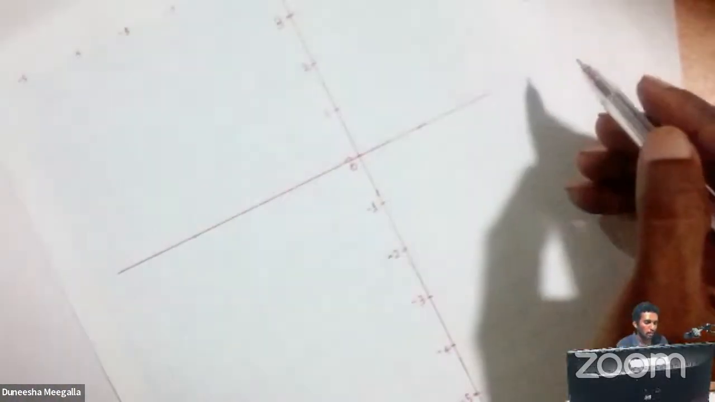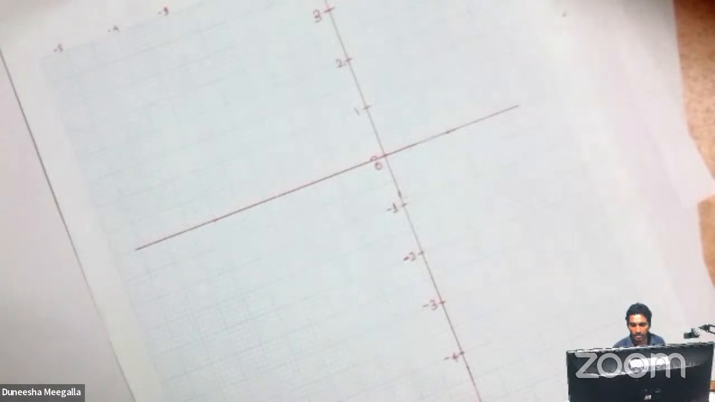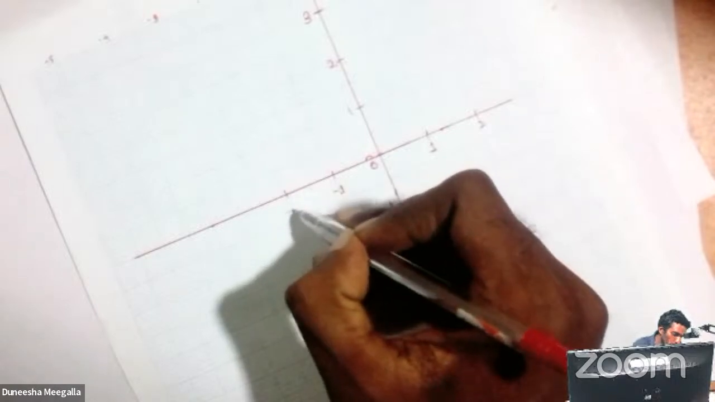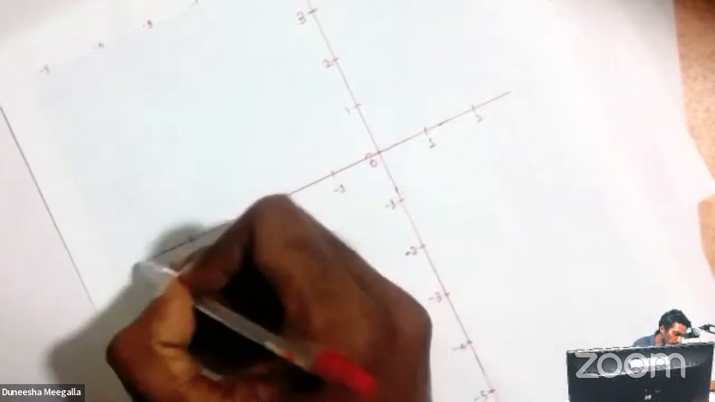What is the maximum value of x? Look at the table in your graph and tell me. It's 1, right? I am drawing it to 2. You can draw it to 1 as well. Okay. Then -1, -2, -3, -4, and -5. Okay.